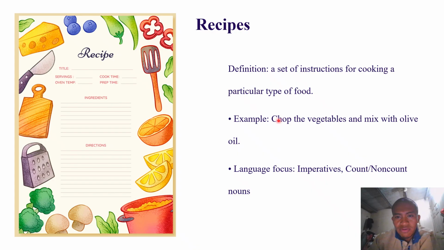Here the imperative form, it says chop. Here, chop. Here it says chop. Imperative is used to give orders, to give instructions. Imperative. And the count noun is these vegetables.